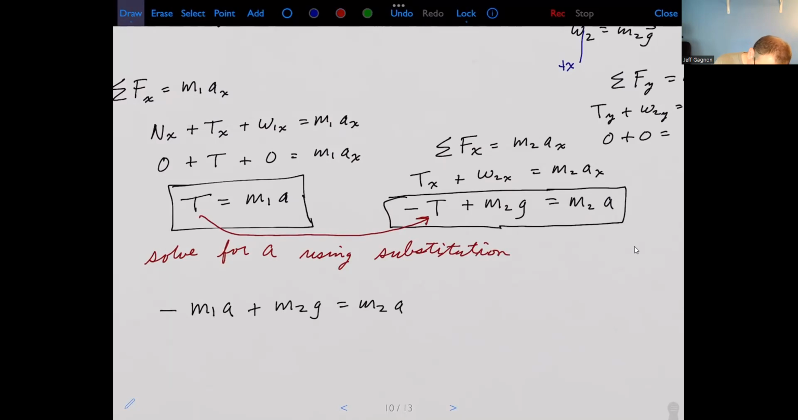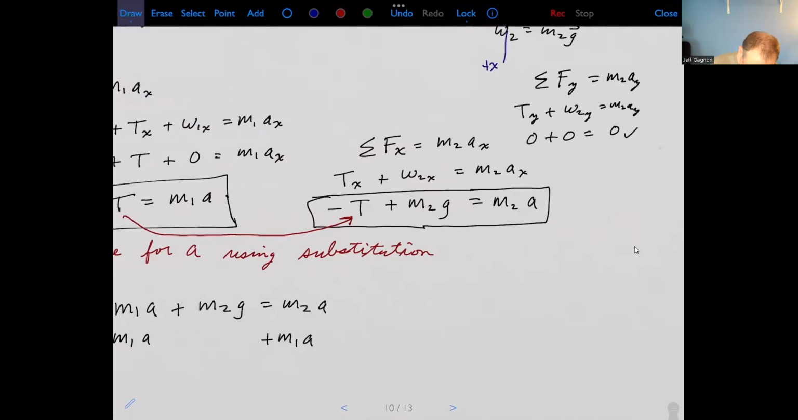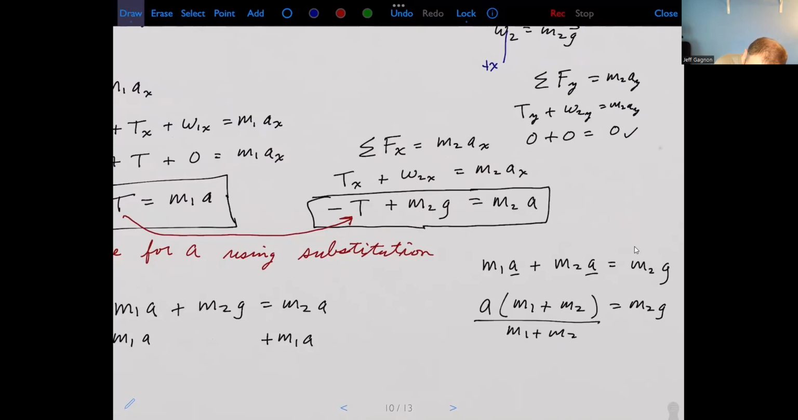Now, to solve this for A, let me bring the A's onto one side. So I'll add m1a to both sides. I'll write this as m1a plus m2a is equal to, and then I just have m2g on the other side. And then finally, to get A, I can factor it out. See how it's common to both terms here? I can factor it out front, and I'm left with m1 plus m2 times A is equal to m2g. And then finally, if I divide by m1 plus m2, I have what I want. I have A. So it looks like the acceleration here is going to be m2g divided by m1 plus m2.